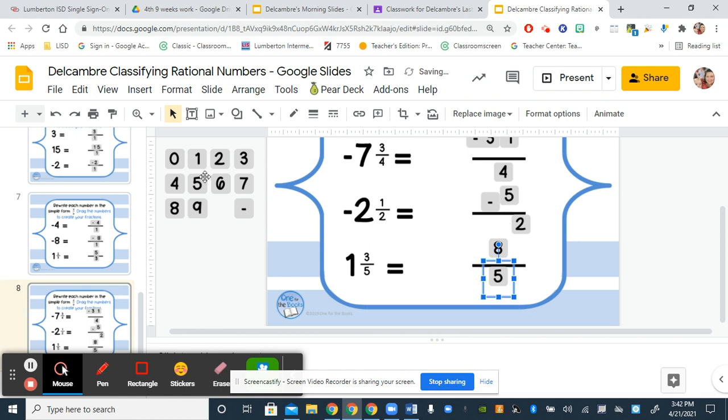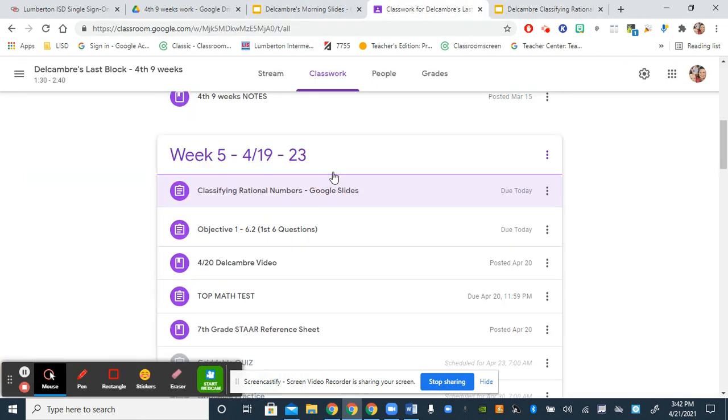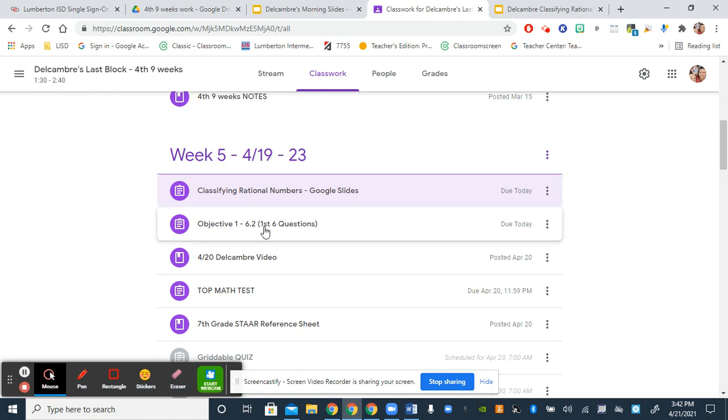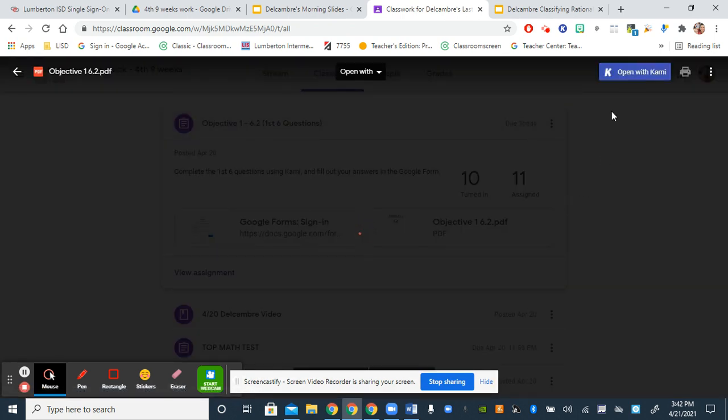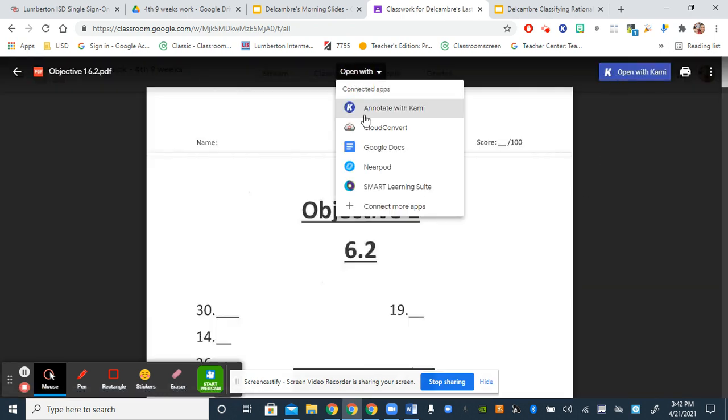Okay, so we practiced this and did this in class today. Your homework for tonight, so I'm going to go back to the Google Classroom, is Objective 1, 6.2, the first 6 questions. And you'll see there are 2 assignments. You need to open this up in order to fill out the Google form. And I'm going to show you why. So I'm going to go ahead and open it with Cami.